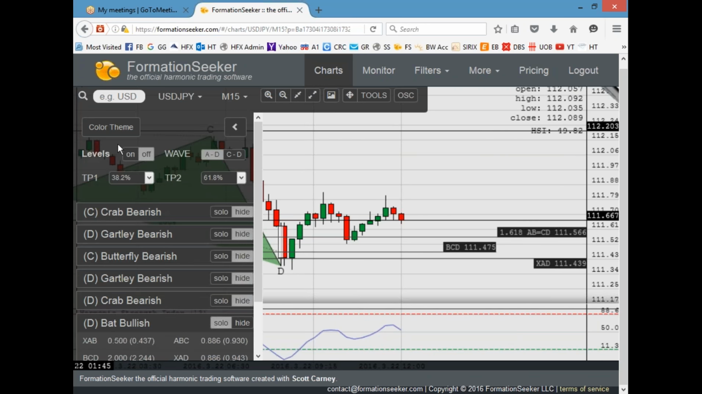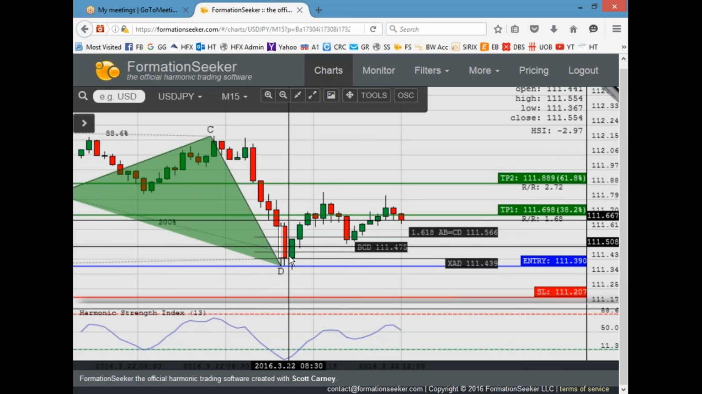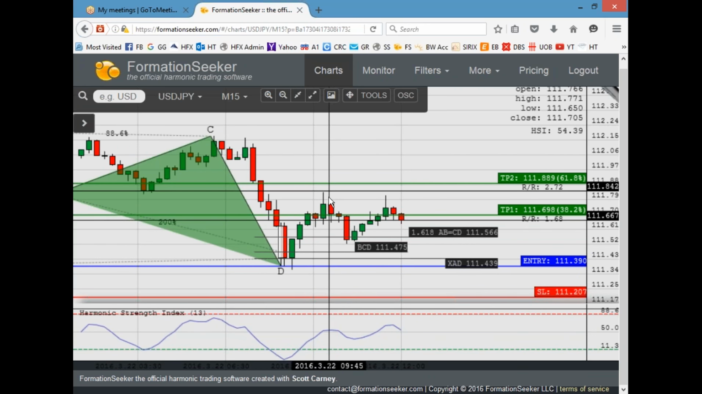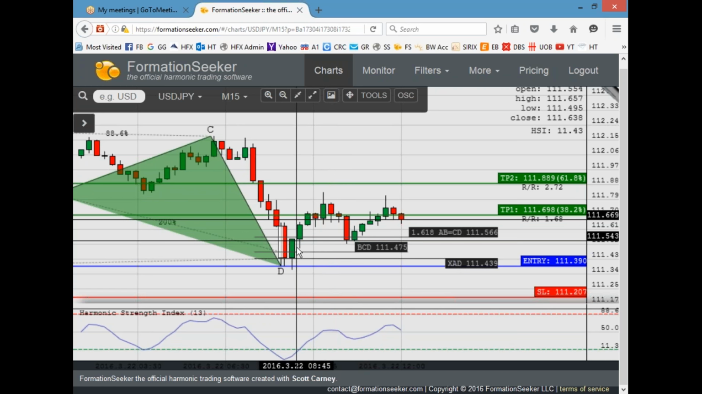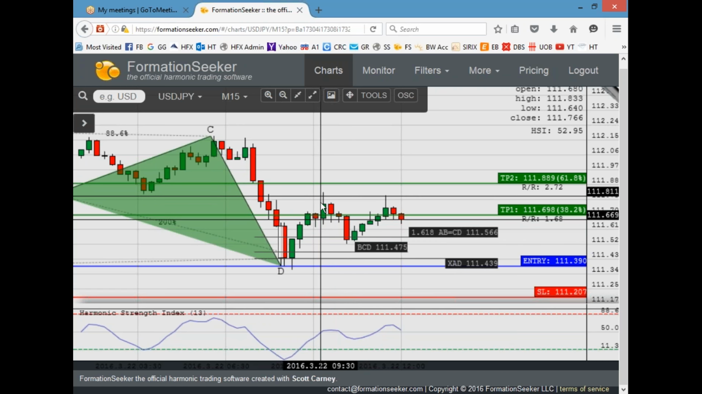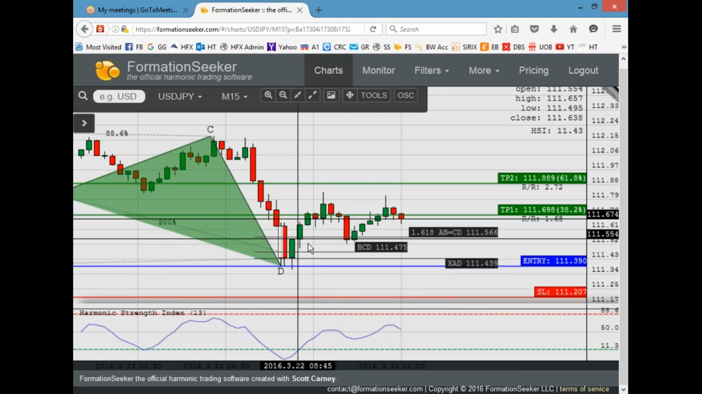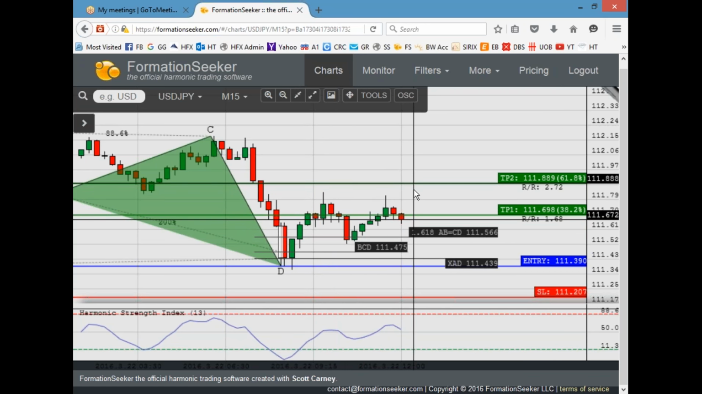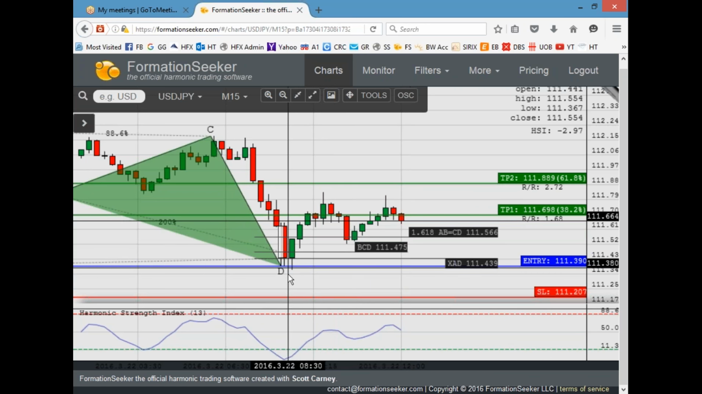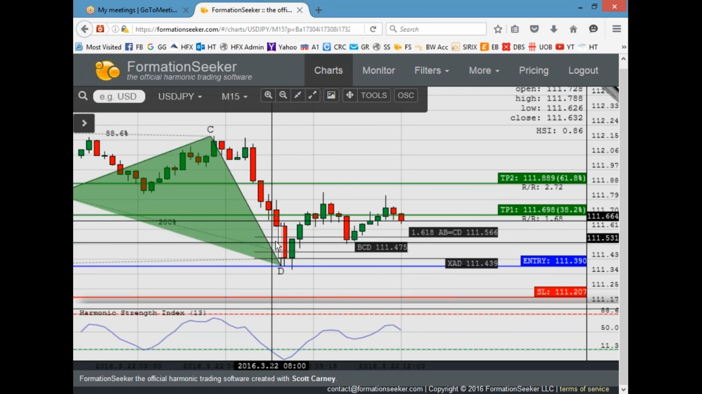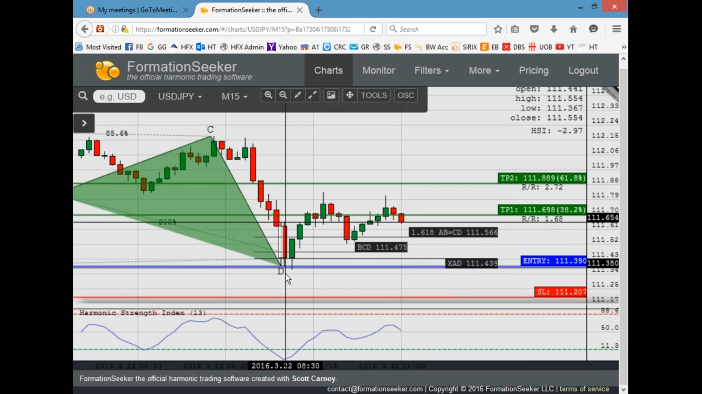Okay, if you put your levels on, you could see that, wow, already you've hit target 1. So let's say you entered somewhere here and maybe you would have gotten about 30 pips out of that. Okay, and now you're looking for your target 2. So what have you guys learned here? That as soon as you see your terminal bar, look out for the next one. That bar is going to tell you whether you're interested in going in or not.